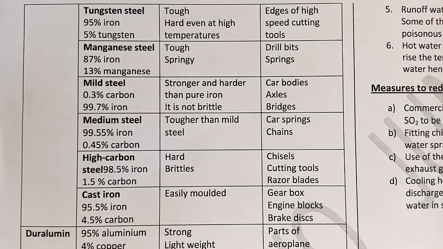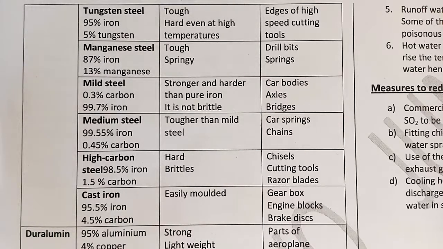Then we have cast iron, which is iron and carbon in the shown percentage. Properties: this one is easily molded and it is used to make gearboxes, engine blocks and brakes. So you can see that iron has so many uses. It has very many alloys, and most of them are just iron and carbon. All you need is just to change the percentage composition of carbon and iron, and you have a different form of iron or steel, and it will have different application.